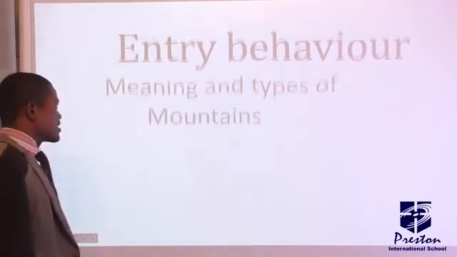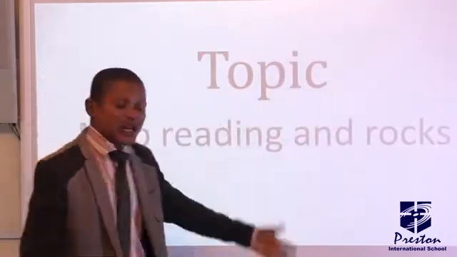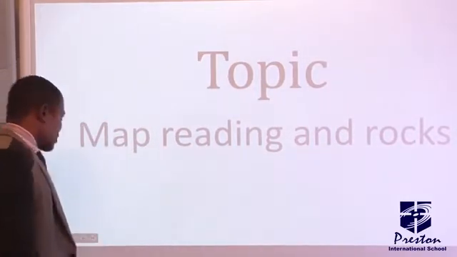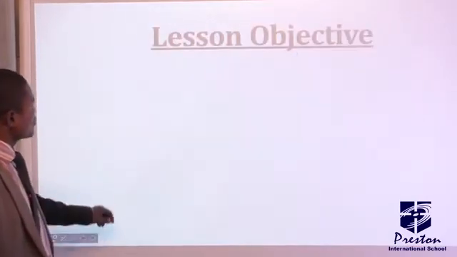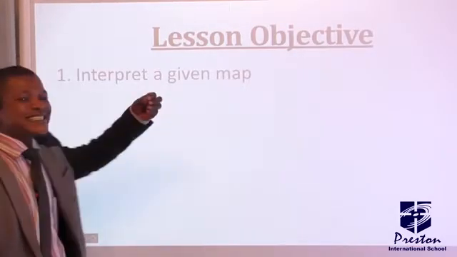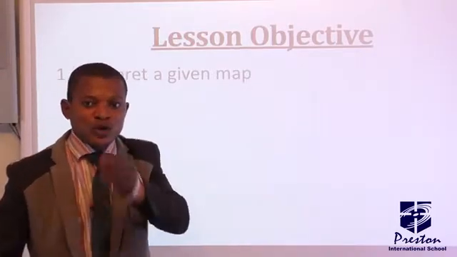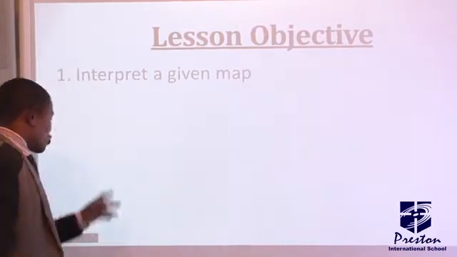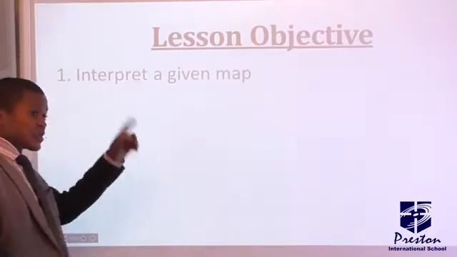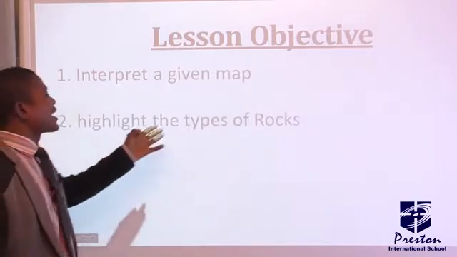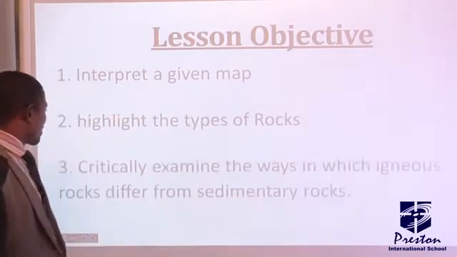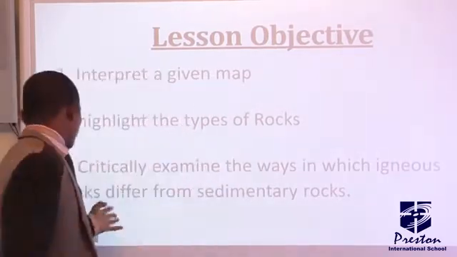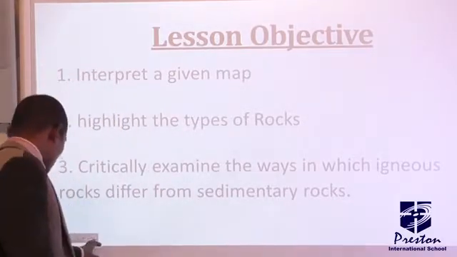But for today, we are taking a step ahead to revise map reading as well as rocks. Don't forget, it's a revision class. By the end of the class, you should be able to, number 1, interpret a given map. We have been doing that, but I've discovered that some of you have not actually gotten it very well, so we are going to go through it again today. Number 2, you should be able to highlight the types of rocks. And finally, you should be able to critically examine the ways in which igneous rocks differ from sedimentary rocks. So these are the things we are going to look at today.